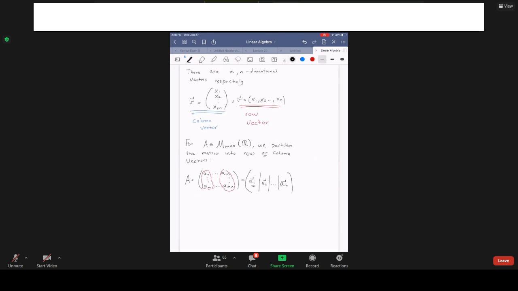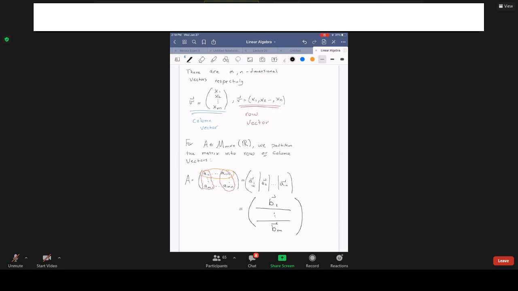Now the second way we can partition it is by rows. Instead of doing columns, we can go the other way. If you do this and let's call each one of those B, you can do B1 all the way to Bm. Those will be row vectors. So you partition it either by columns or rows, like this.